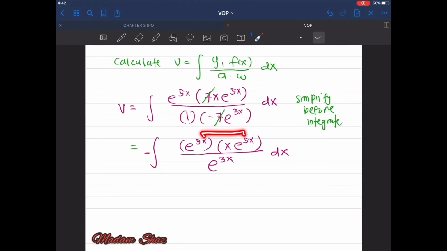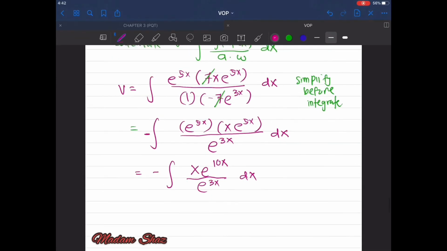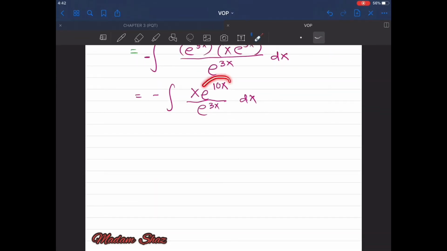Exponent 5x multiply exponent 5x, 5x plus 5x will become 10x. So equal to negative exponent 10x, and you have x here, this x will bring to the front. So x divided by exponent 3x dx. So you still have exponent at the upper side with the exponent at the bottom side.